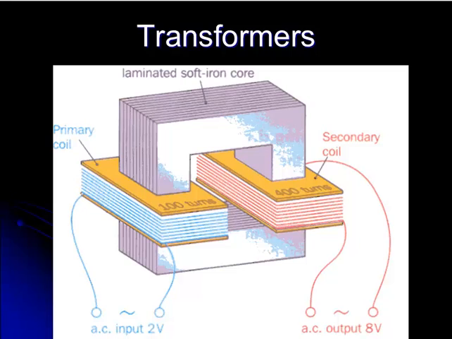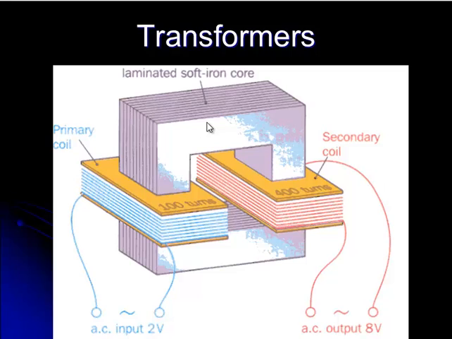So we have a transformer in front of us, and it is made up of a soft iron core, and on one side there's a primary coil. So we have coils of wire going around, and that has the initial input, and then the output comes out of the secondary coil, and again that has a number of coils of wire around the soft iron core.